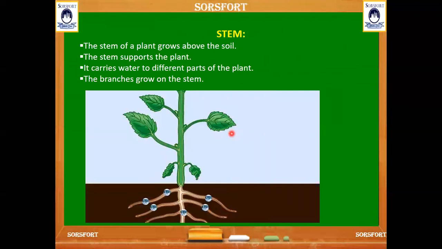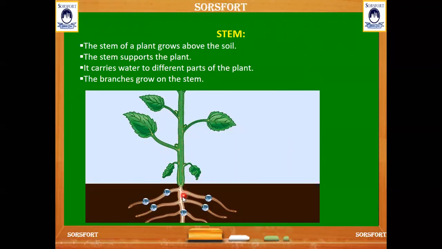The next one is the stem. The root grows below the soil and the stem grows above the soil. This stem is the support to the plant. Can a plant live without the stem? No. If the plant has a weak stem, it will fall. So, for every plant, the stem should be strong and healthy.